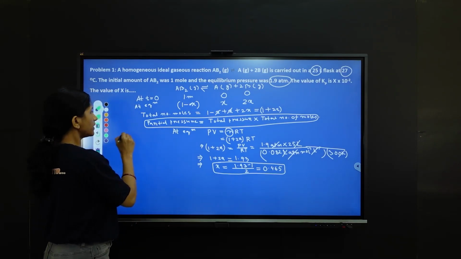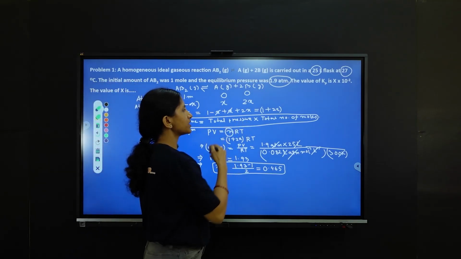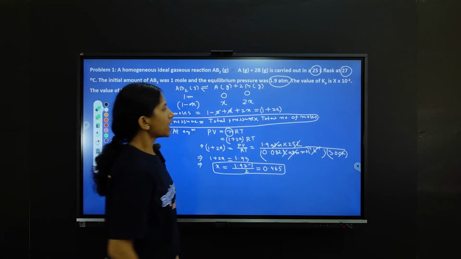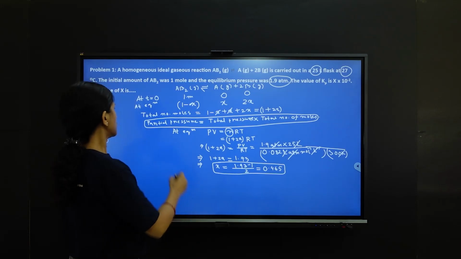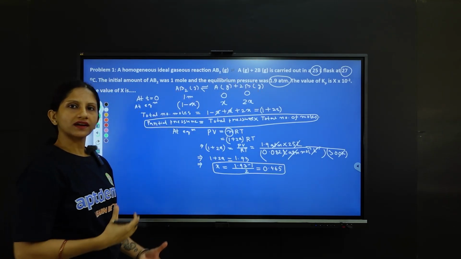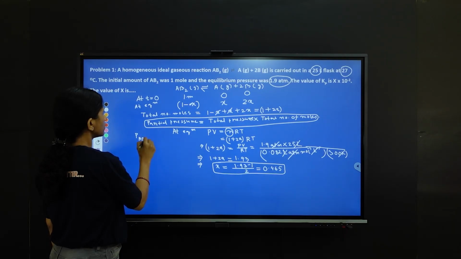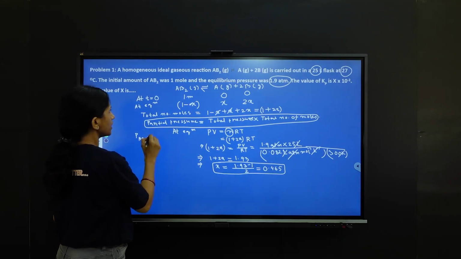Now, we will write from the partial pressure expression, which is equal to the total pressure times the mole fraction. So, let's write down the partial pressures for all the reactants and products. So, for P of AB2, what can we write?